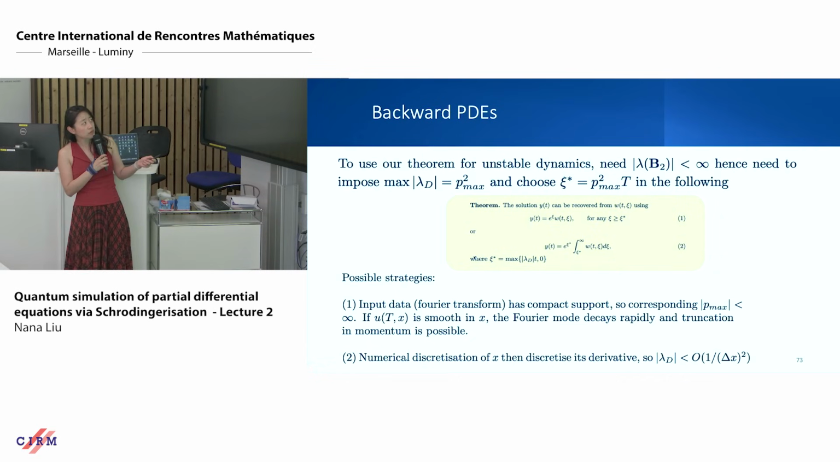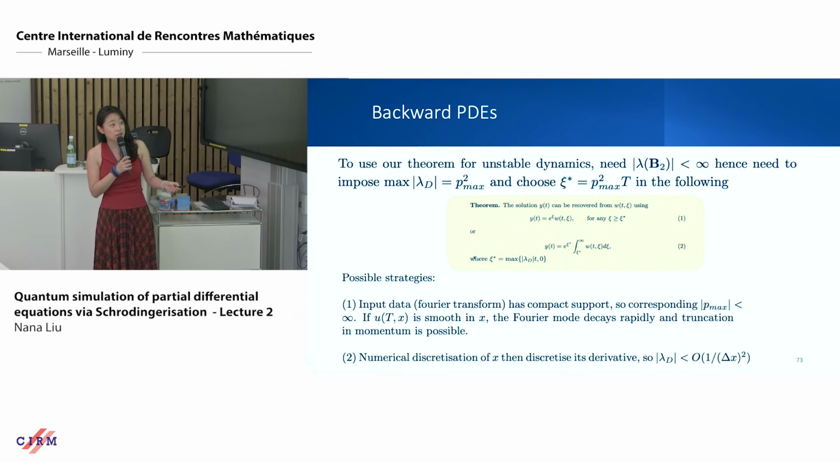So here, if we use our theorem, then the maximum eigenvalue is p squared max. But then you say, well, if we're doing it completely continuously, isn't that infinity? We can't do that, right? Then it doesn't quite work. But actually, there are some possible strategies around that. Like first of all, if your input data and its Fourier transform have compact support, then your maximum momentum is bounded.